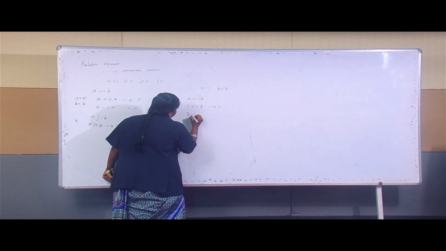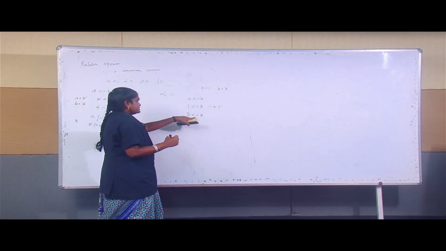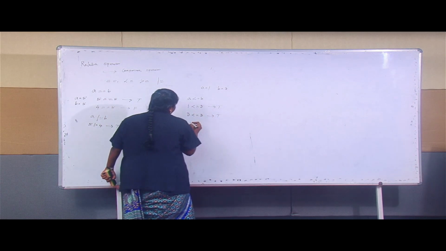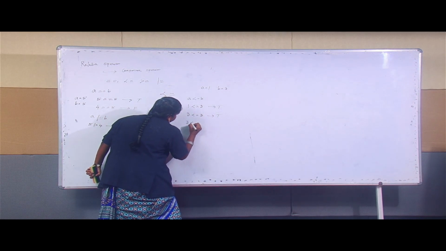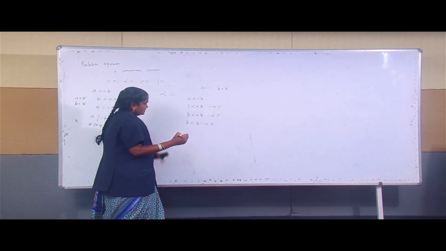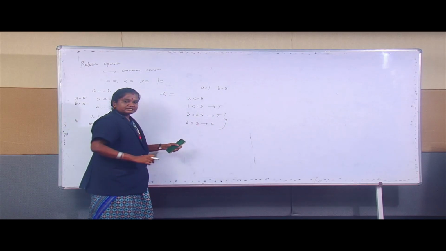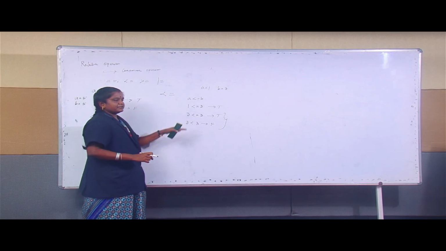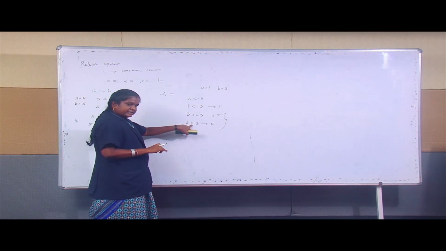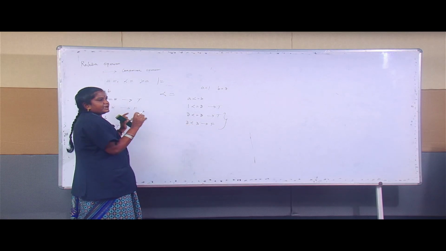Suppose 3 is less than or equal to 3. So, the answer is true. Suppose if we give 3 less than 3, the output is false. So this is the difference. If we give the equal to symbol, it will check whether the given number is less than or equal to. But if we give only less than, it will just compare whether it is lesser than only and will not check for the equal to symbol.